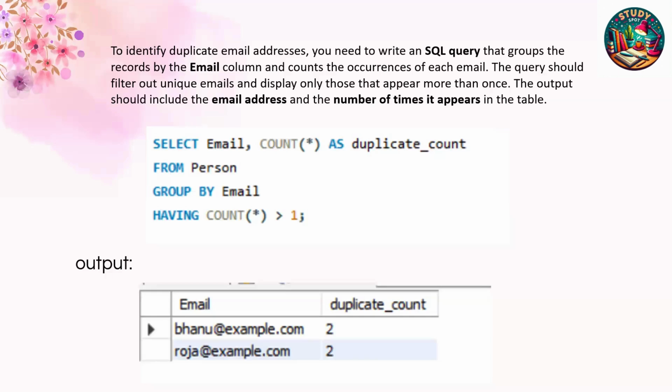Next, we have to filter duplicates. HAVING COUNT(*) greater than 1. The HAVING clause filters out records where an email appears only once. It ensures that only emails appearing more than once in the table are displayed. Here is the final output. The query returns a list of duplicate emails along with the number of times each one appears in the person table.